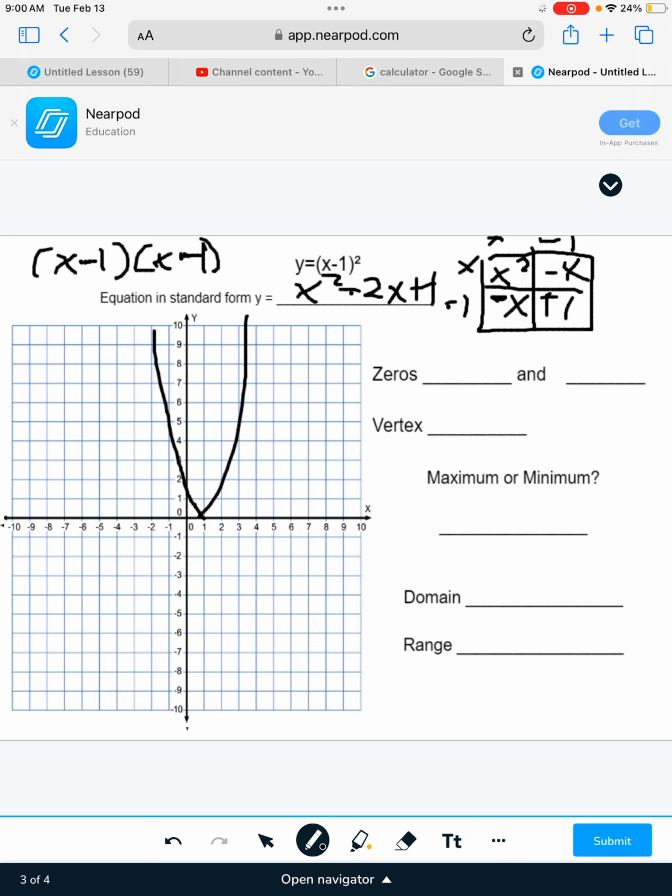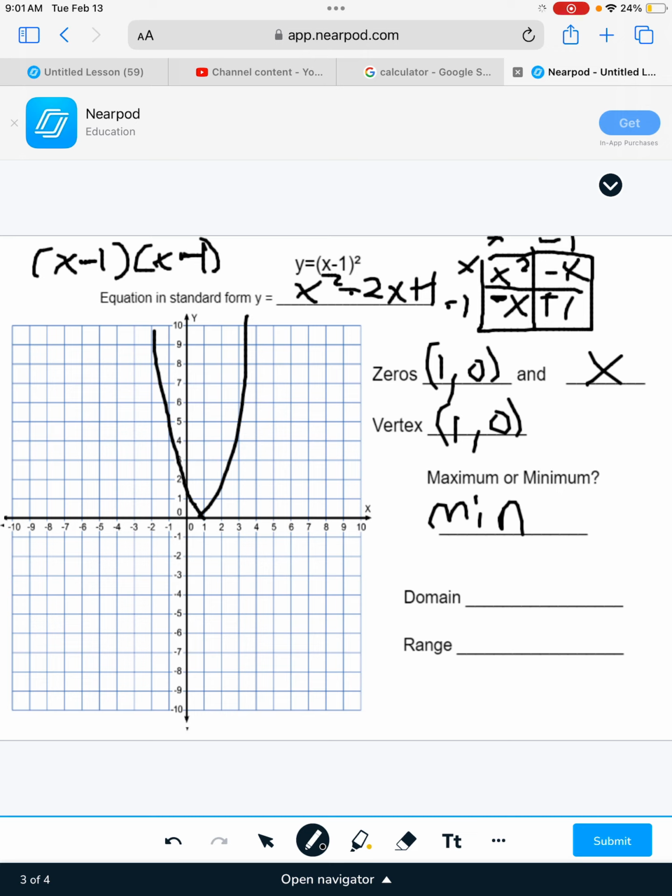I do have a minimum because it only reaches down to 0. The zeros and the vertex in this case happen to be the same. The 1, 0 happens to be the same. Now, with that, what about the second one? There isn't a second 0. The only time it crosses the x-axis is at 1.